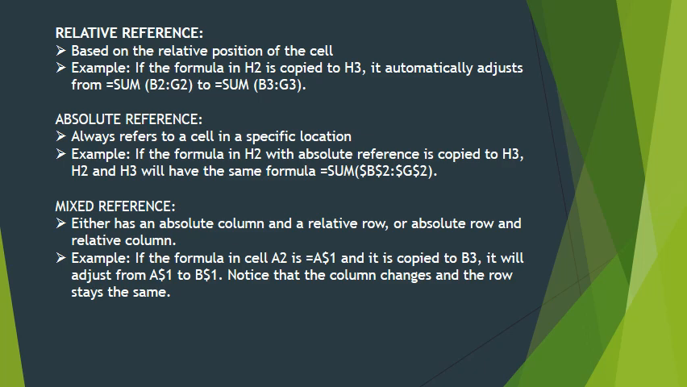Here is a summary of the different types of cell references. We have the relative reference, the absolute reference, and the mixed reference. Basically, the relative reference is going to change. Both the row and the column are going to change when it's copied. The absolute reference, neither are going to change. Neither the row nor the column will change. And then the mixed reference, one of them will change and one of them will stay the same. So you're either going to have an absolute column and a relative row, or an absolute row and a relative column. And I have provided some examples here.